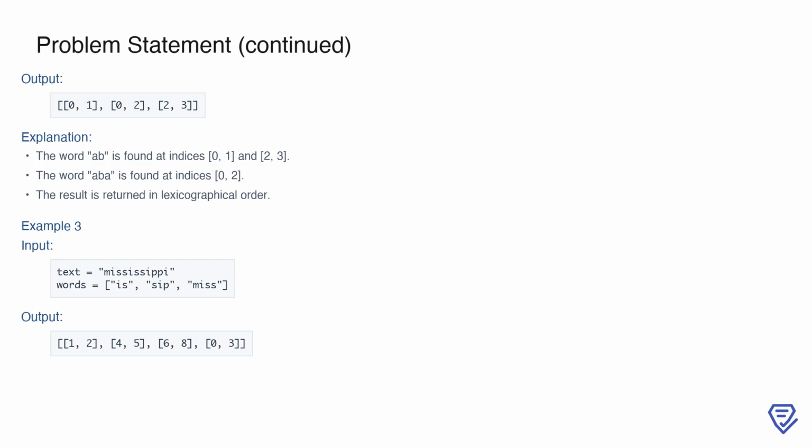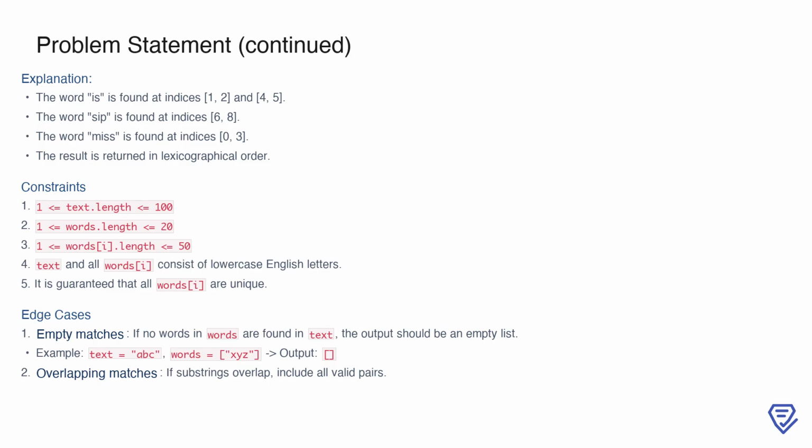Now, let's look at another example to solidify our understanding. If the input string is "mississippi" and the list of words is "is", "sip", "miss", the output is as follows. The result is [1, 2], [4, 5], [6, 8], [0, 3]. In this case, the word "is" appears twice in the string, at indices 1, 2, and 4, 5. The word "sip" is found at indices 6, 8, and the word "miss" is found at indices 0, 3. Just like before, the output is sorted in lexicographical order. It's important to always ensure the pairs are returned in the correct order.